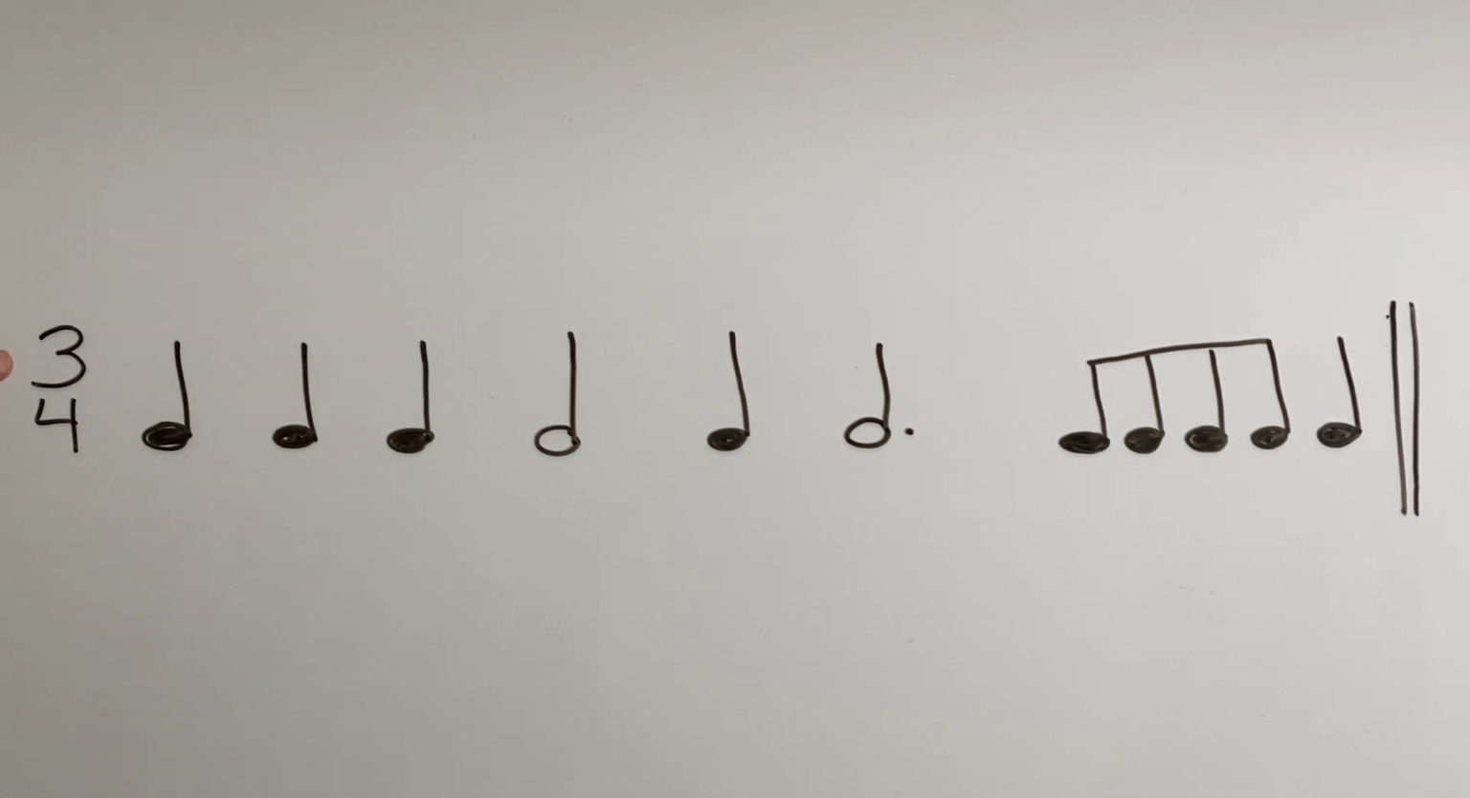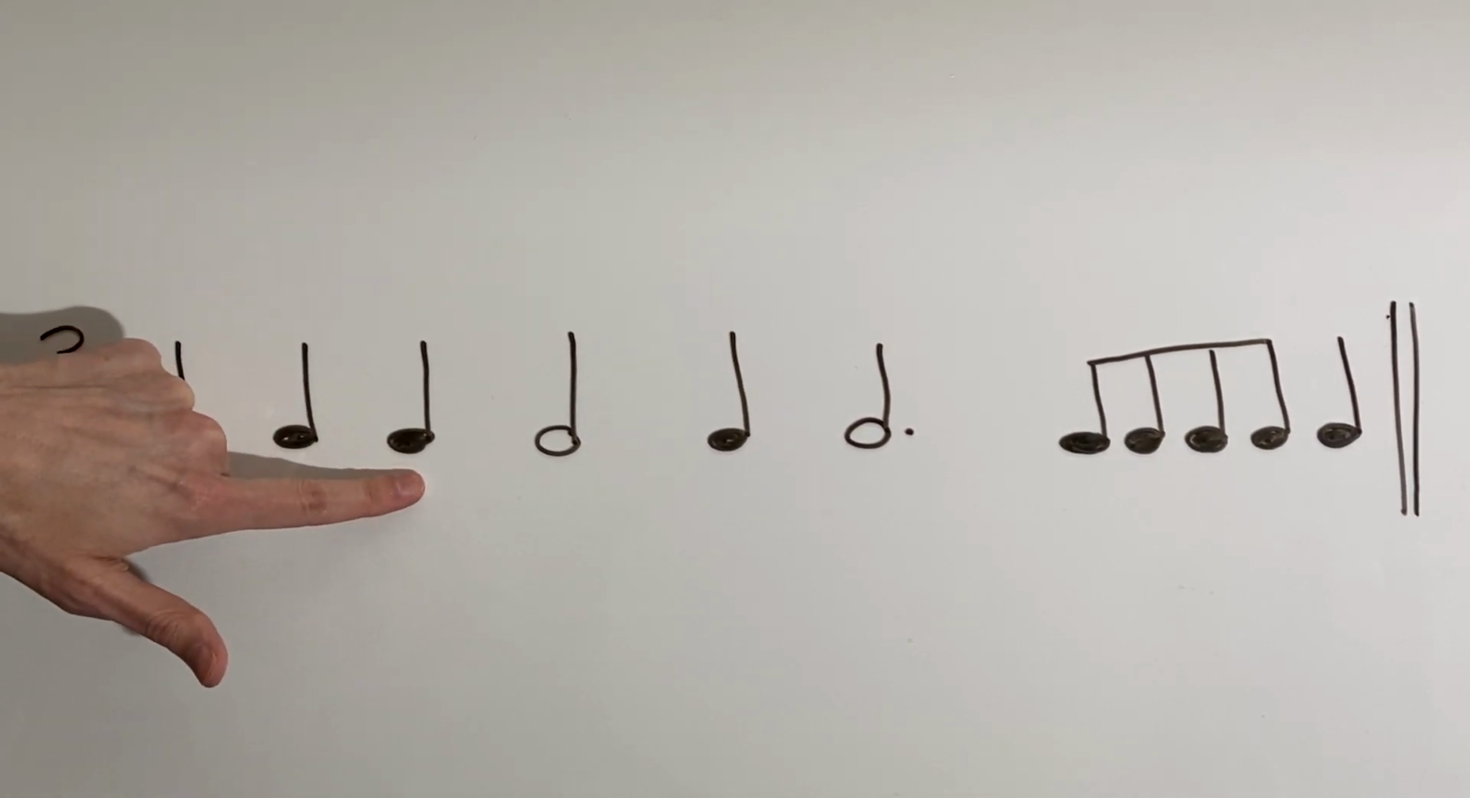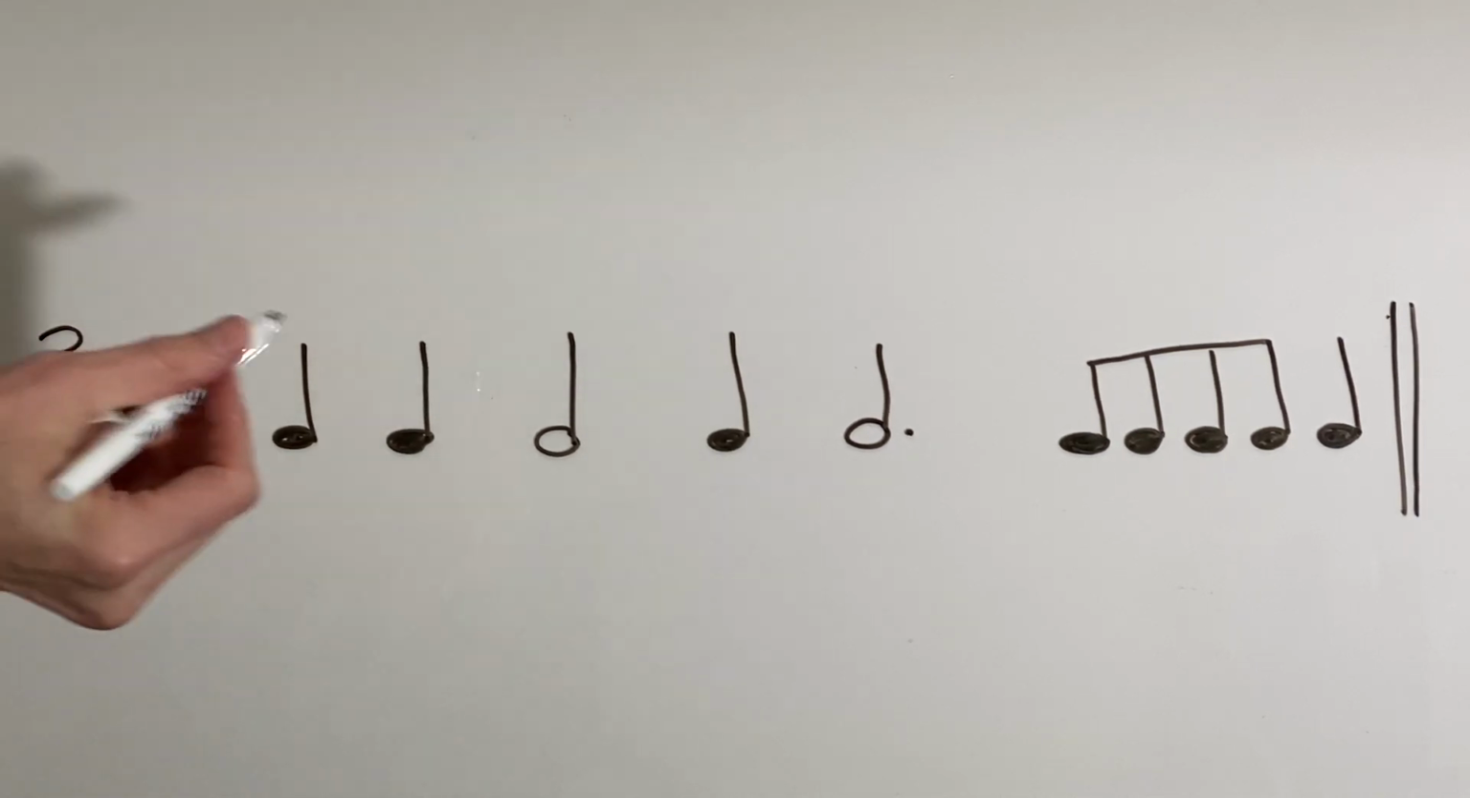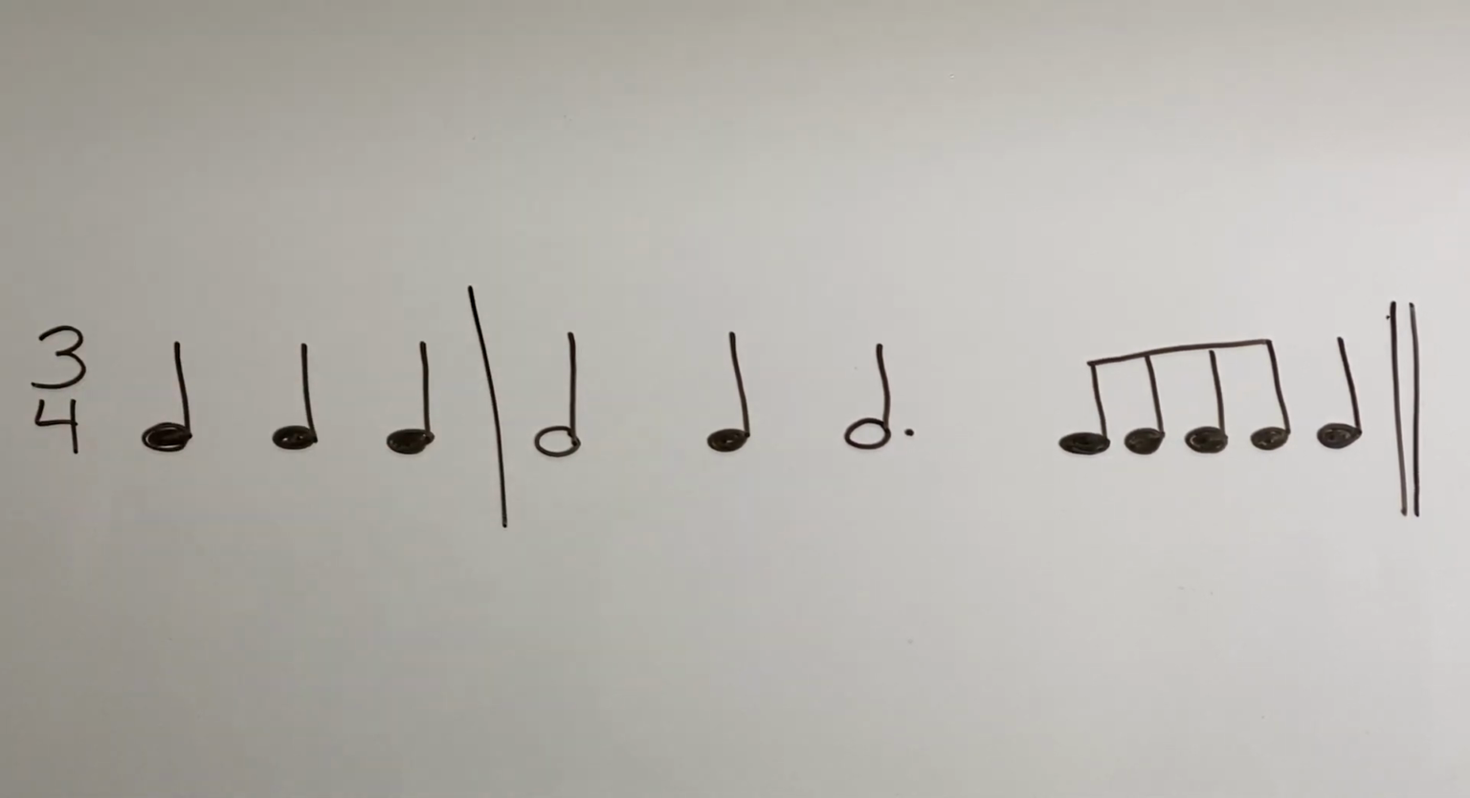Are you ready to do our no bar line example in 3/4? I hope so. The 3 tells us we have to count to 3 in each measure, and the 4 tells us that our quarter note is going to get 1 count. Here we go. 1, 2, 3. We have 3 quarter notes. Then we're going to draw a bar line.